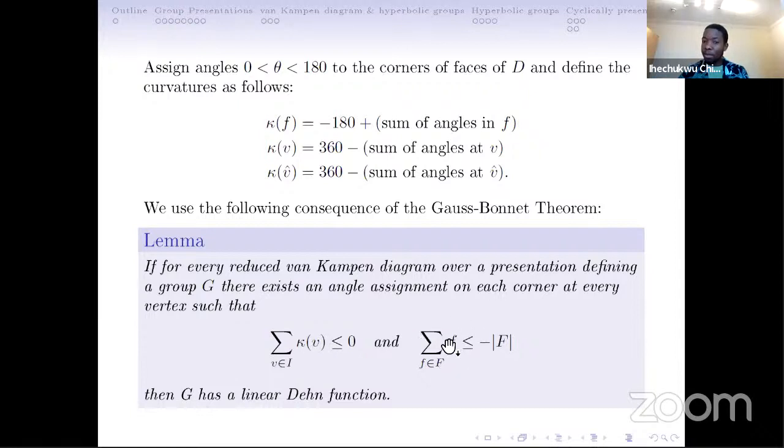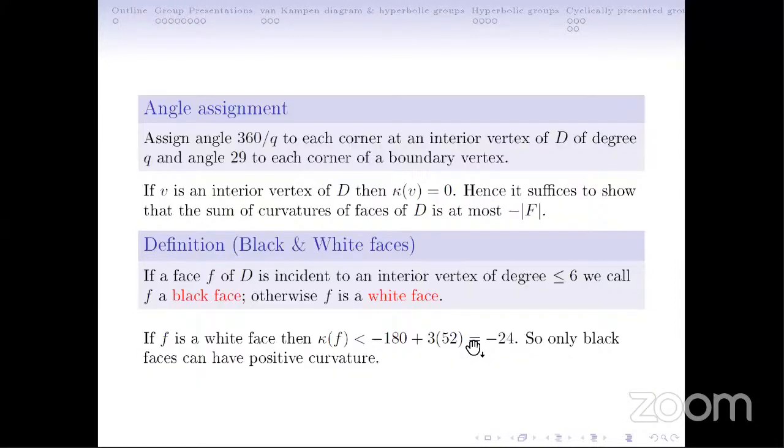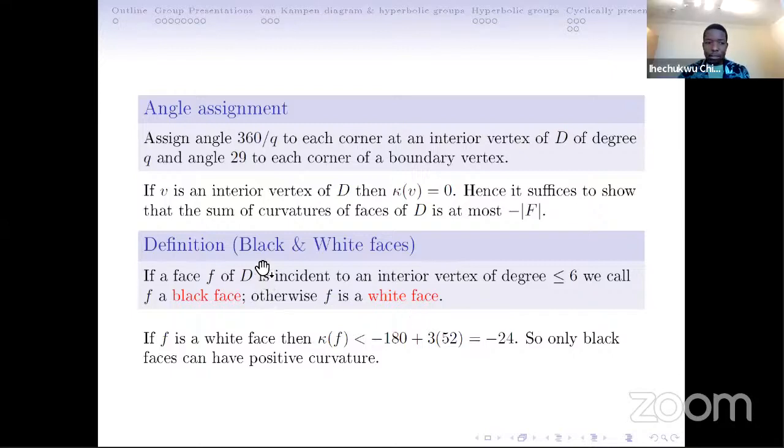The problem is the faces. If you look at a face, I differentiate two kinds of faces. There are the faces I call the black faces and the ones I call white faces. I'm not being racist on the faces, it's just for me to be able to calculate this curvature. So these black faces are going to have positive curvature, while the white faces are going to have negative curvature. So this is an example of what happens.